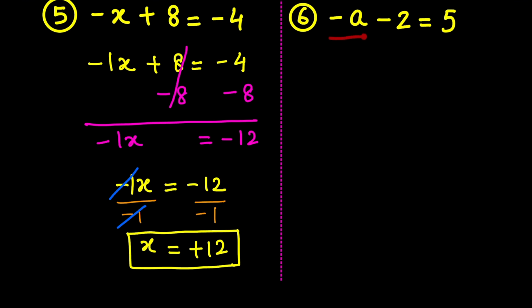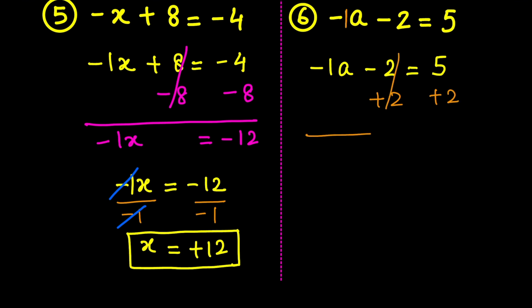Same way we have minus a minus 2 is equal to 5. Again the variable is a. You do not see any number here. Whenever there is no number, it should be understood that we have a number which is 1. So we rewrite minus 1a minus 2 is 5. Following the opposite operation method, the first step is we add 2 on both sides. So minus 2 and 2 cancel out. Now we have minus 1a equals 5 plus 2, which is 7. So it is minus 1a is equal to 7.